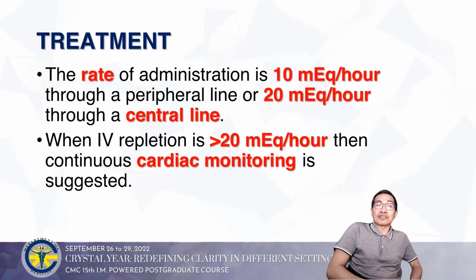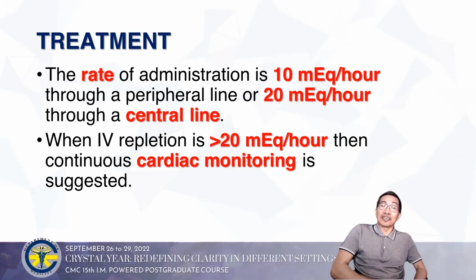The rate of administration is 10 milliequivalents per hour through a peripheral line or 20 milliequivalents per hour through a central line. We give this as a drip. It has to be given at a very, very specific rate. The rate of administration again is 10 milliequivalents per hour through a peripheral line and 20 milliequivalents per hour through a central line. When IV repletion is more than 20 milliequivalents per hour, then it is imperative that you do cardiac monitoring.